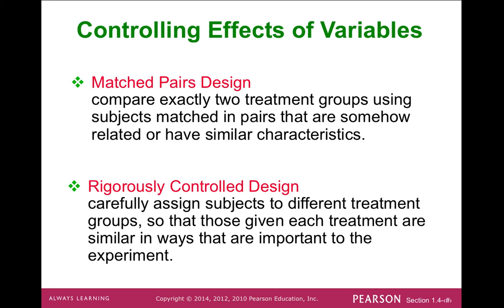And finally, rigorously controlled design. This is where people are carefully assigned to different treatment groups so that those given each treatment are similar in ways that are important to the experiment. There are different reasons why you may choose to do this or not. It really comes down to the type of experiment that you're trying to run, and if anyone wants to talk about this in more detail, certainly let me know.